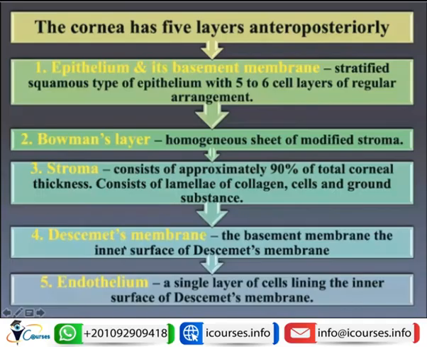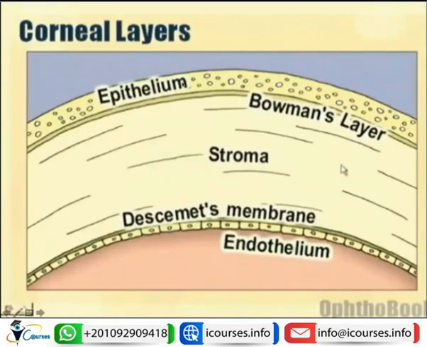Then we come to the Descemet's membrane. And finally, the last structure, the most posterior structure of the cornea, is called the endothelium, which is a single layer of hexagonal cells lining the inner surface of the Descemet's membrane. So here is the epithelium, the Bowman's layer, the stroma, the Descemet's, and the endothelium.